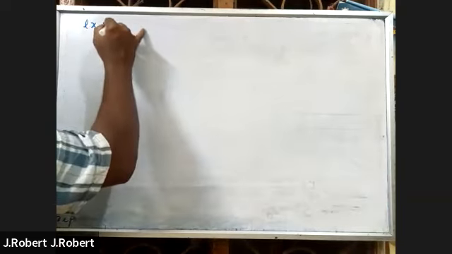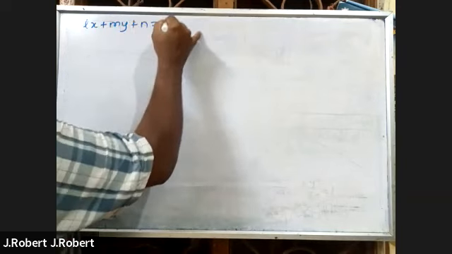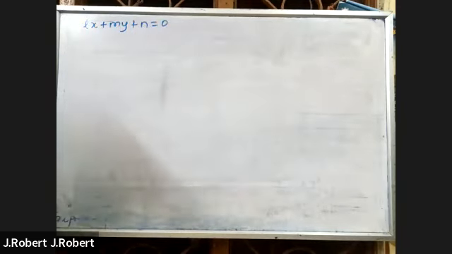The line lx plus my plus n equals to 0 touches the hyperbola. Touches the hyperbola, that is, when a line touches, that is called a tangent, sir.